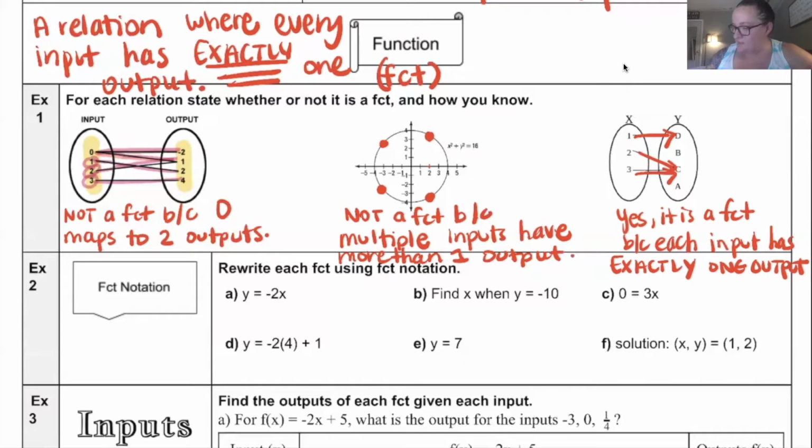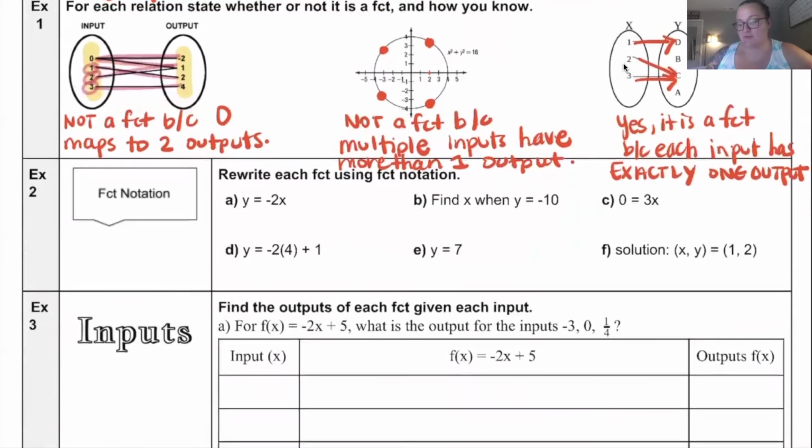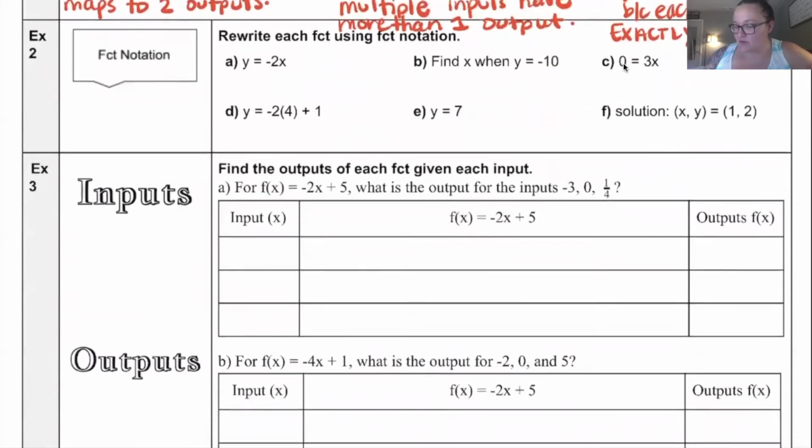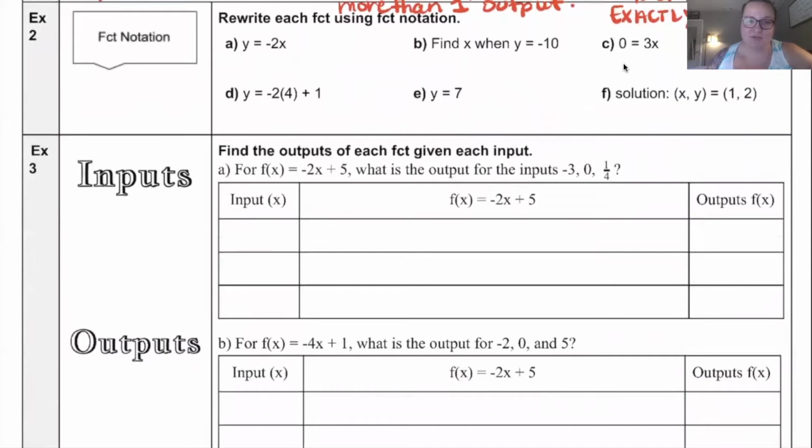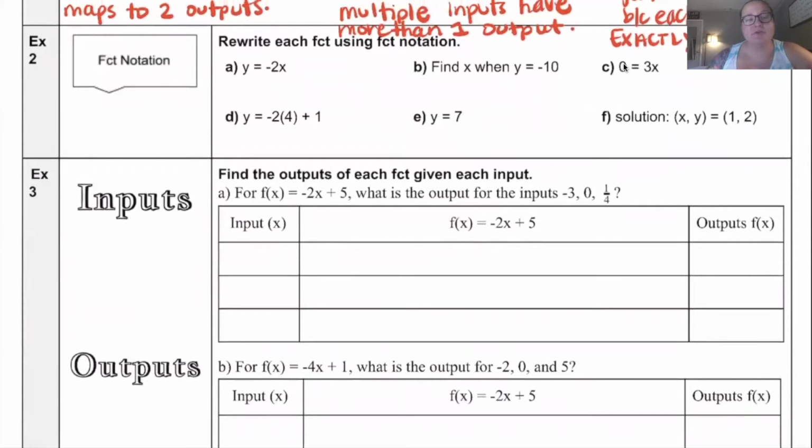All right. Moving on to example 2. Example 2 focuses on function notation. Function notation is a way that you can rewrite an equation to represent that it is a function, because in that equation, every input has exactly one output. So what is function notation?